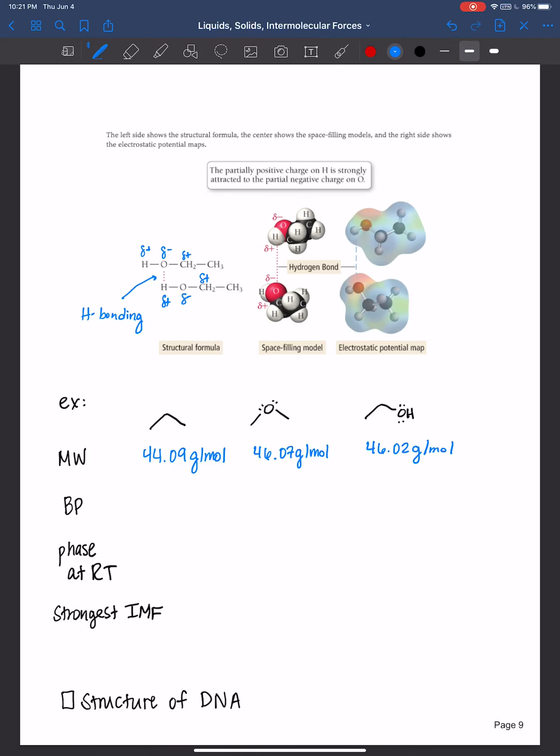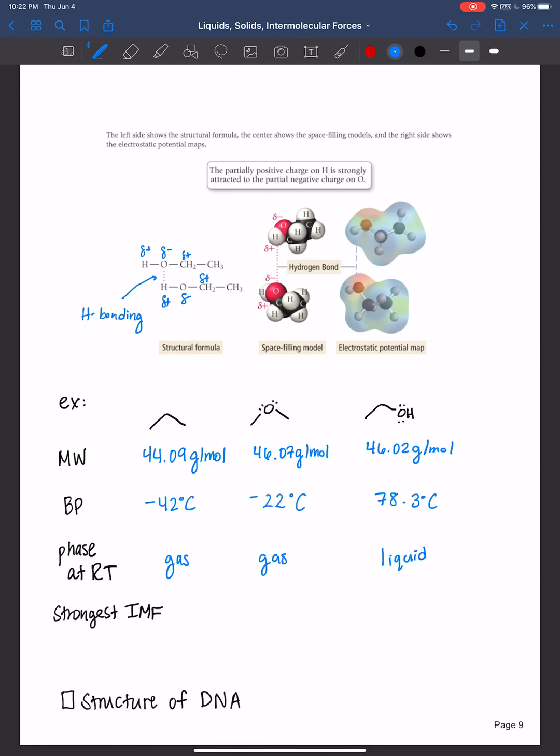Now, if we look up this data here, the boiling point is negative 42 degrees Celsius for propane, which makes sense. It's a gas at room temperature. Dimethyl ether is negative 22 degrees Celsius, and ethanol is 78.3 degrees Celsius as its boiling point. So therefore, the phase at room temperature, as I said, this is a gas. This is also a gas, because remember, room temperature is 25 degrees Celsius, but this ethanol is a liquid.